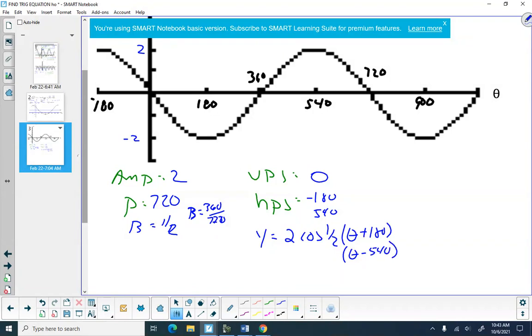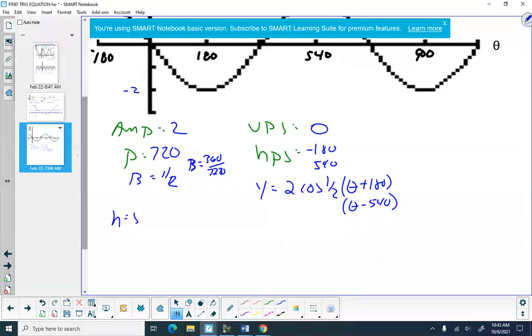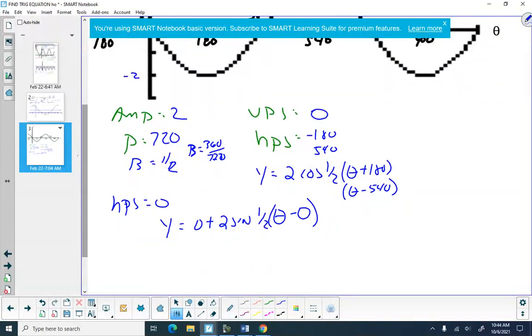Both of those are correct. Did anybody use a horizontal phase shift of 0? Did you? What's your equation? Y equals 0 plus 2 sine 1/2 theta minus 0. Okay, and once again, the zeros can go away, so we don't have to worry about that.